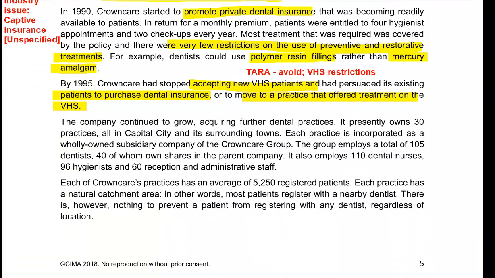Now, as we move on, we can see that the company continued to grow, acquiring further dental practices. Each practice is incorporated as a wholly owned subsidiary company of the Crowncare Group. Bingo! Confirmation that we need to consider group accounts when we talk about our financial statements and how everything is accounted. That is probably the most important part at this stage, or at least this paragraph, regarding what we can assume comes up in the exam.